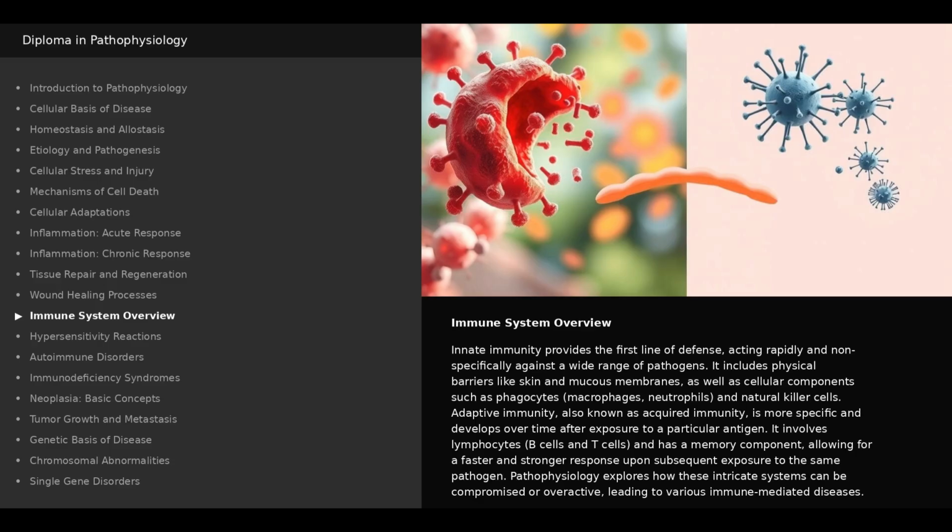Adaptive immunity, also known as acquired immunity, is more specific and develops over time after exposure to a particular antigen. It involves lymphocytes, B cells, and T cells, and has a memory component, allowing for a faster and stronger response upon subsequent exposure to the same pathogen. Pathophysiology explores how these intricate systems can be compromised or overactive, leading to various immune-mediated diseases.